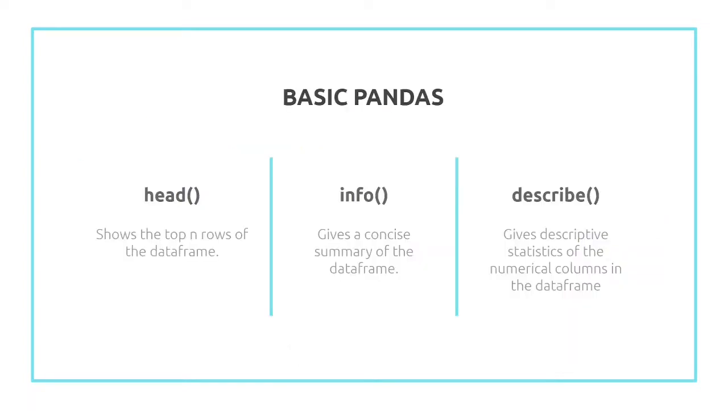So, to recap our basic pandas methods, head shows the top n rows of the data frame, and this defaults to 5. Info gives a concise summary of the data frame, and describe gives us descriptive statistics of the numerical columns in the data frame.